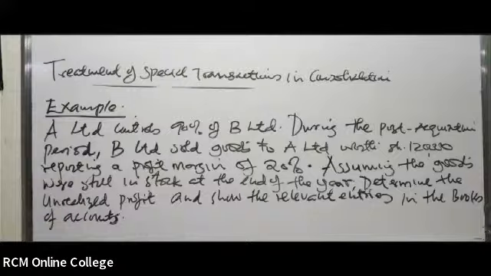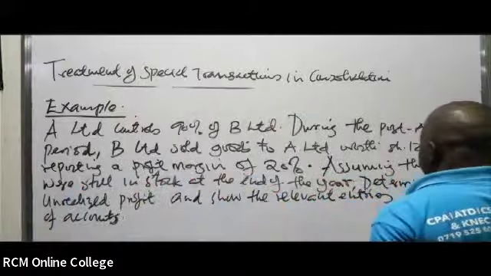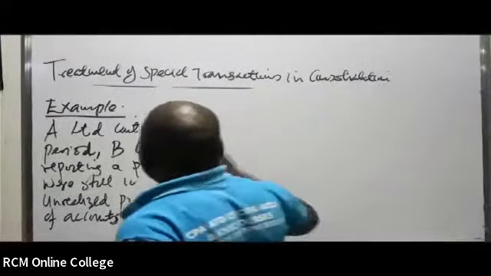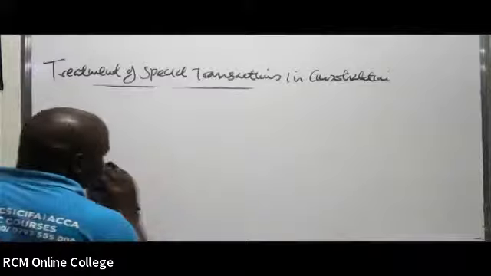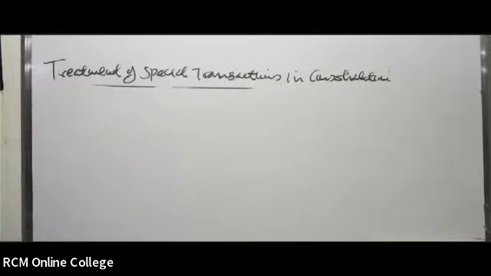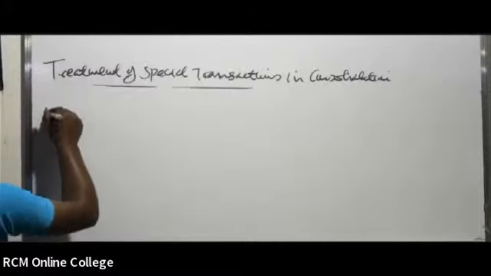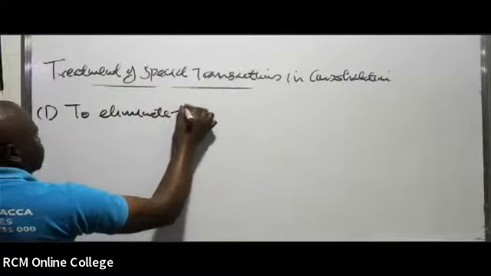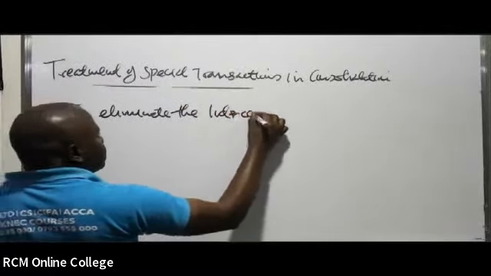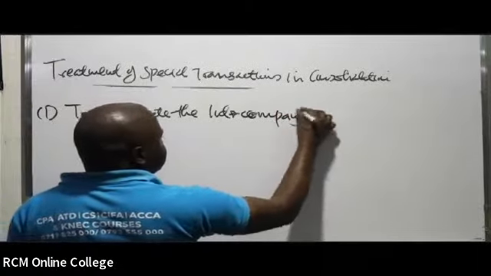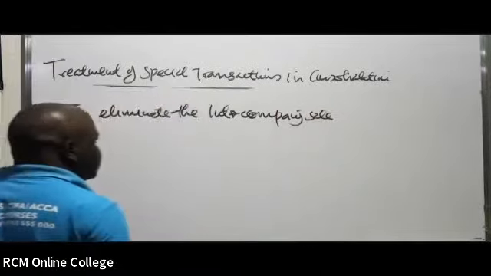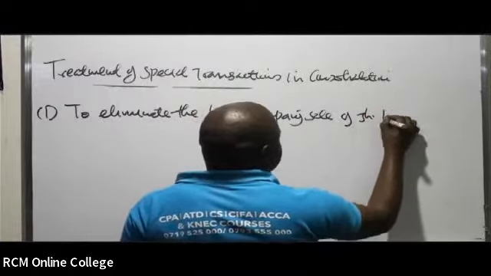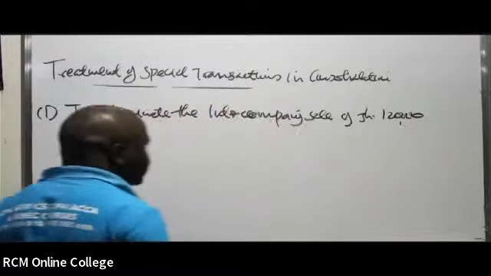So in this case, there are two things happening here: an intergroup sale and an unrealized profit on the closing inventory. You could deal with these entries when finalizing your accounts. So number one, to eliminate the intercompany sale of shillings 120,000.